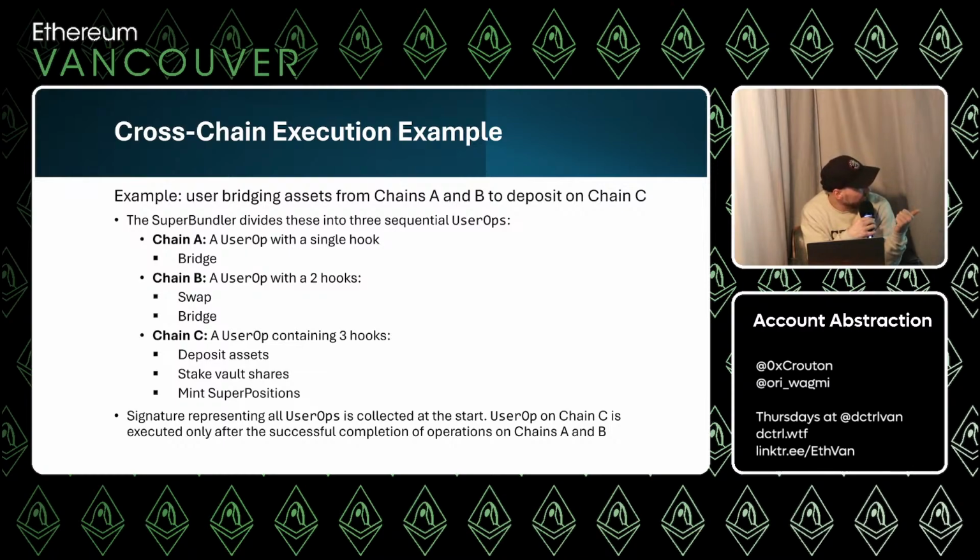On chain B, I have the wrong asset, so I have to do 2 hooks. One's a swap to USDC, and then the bridge to chain C. And then once it's on chain C, I can do a bunch of things with it. So I've got all my USDC from those 2 chains on chain C, and now this user op is going to have 3 hooks.